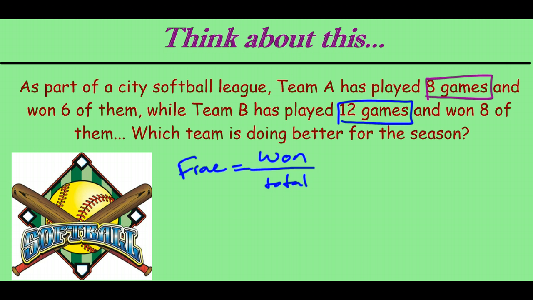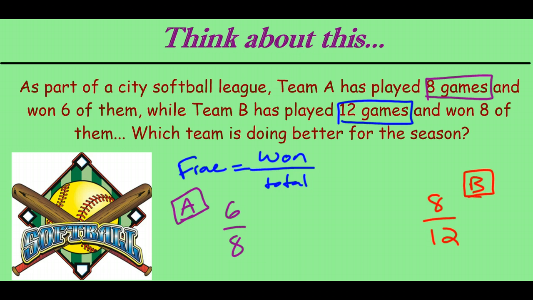Team A has won 6 out of 8. We'll say that Team A is in purple. Whereas Team B, who will be in red, has won 8 out of 12. Now we can't immediately just look at this and say, well, Team B has done better because they won 8 games and Team A has only won 6, because Team B has played more games. Team B has also lost 4 games, and Team A has only lost 2. So it's a tough thing to try to decide.